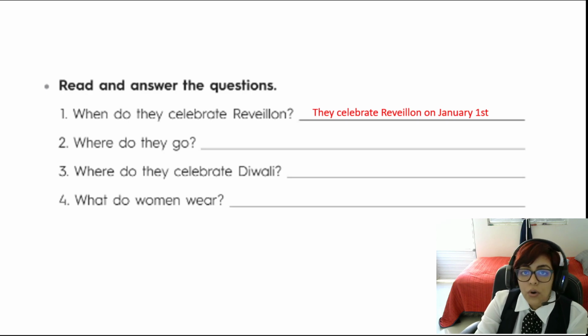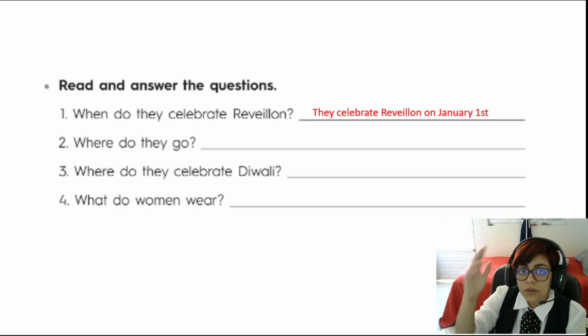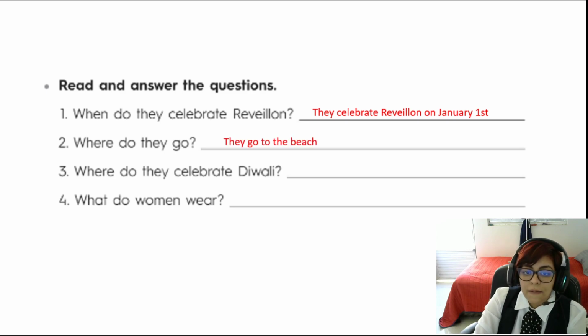And where do they go to celebrate Réveillon? They go to watch the fireworks. Where do they go? To the beach, okay? They go to the beach. Now, where do they celebrate Diwali? In what place do they celebrate it? They celebrate in India. Diwali is only celebrated in India. It's the New Year for India.